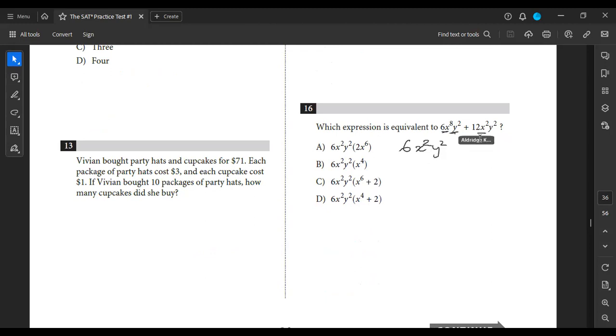Because there's y squared here and there's y squared there. And then in the bracket, we will have x to the 6. No, x to the 4, sorry.